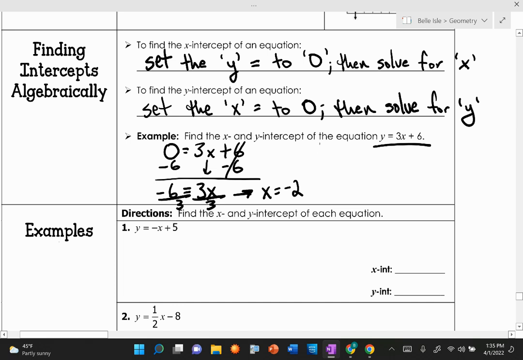Now we need to find the y. So I'm going to write this same equation down that we started with, but now instead of the x, we're going to put in a 0. And this is a good example of why mathematically the slope-intercept form always gives you the y-intercept.